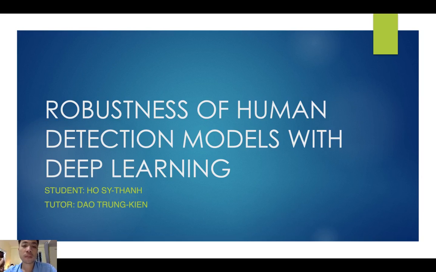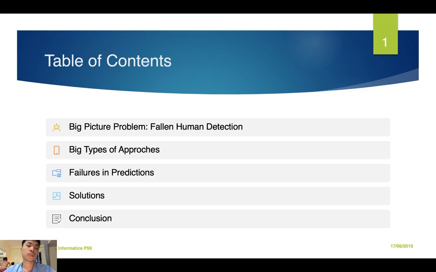My name is Ho Si Tang, and today I'm very honored to present to you my graduation thesis, namely Robustness of Human Detection Models with Deep Learning. My presentation consists of 5 parts. The first part is about the big picture problem, fallen human detection. The second one is about the types of approaches to this problem that have been tried. And the third one is about the failures when applying these solutions. The next is my solution to that problem. Lastly, we're gonna conclude about what has been done right and what could be improved.